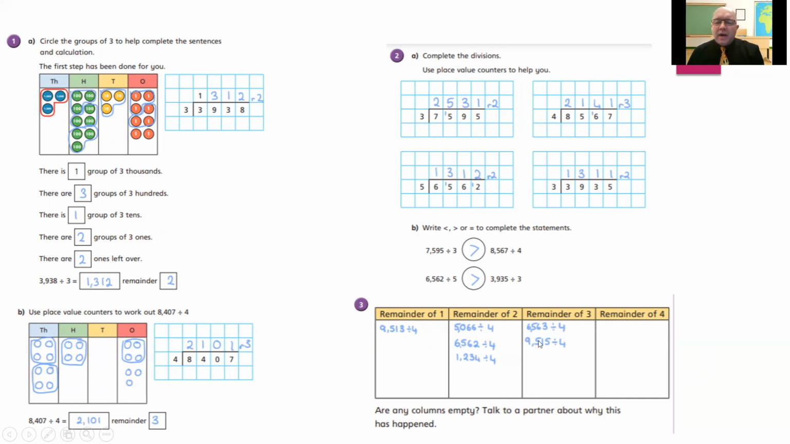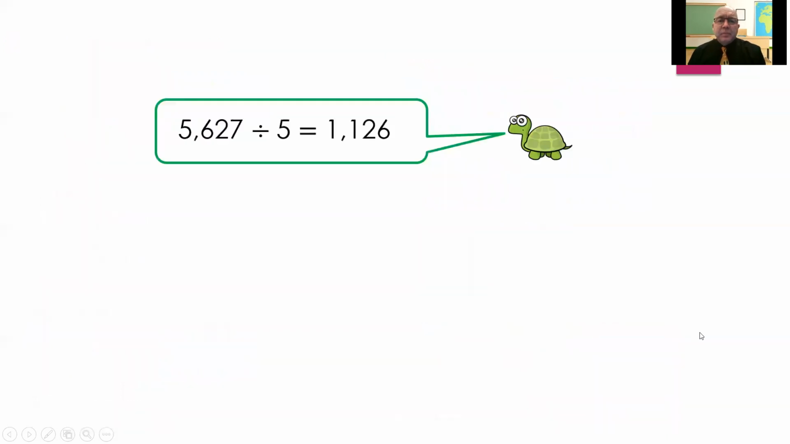And then here we have the remainders. So we've got 3,513 divided by 4 gives you a remainder of 1. These 3 calculations give you a remainder of 2. These 2 give you a remainder of 3. And surprise, surprise, none of them give you a remainder of 4 because we're dividing by 4. So you shouldn't have a remainder of 4. Okay, so that's the reason. Because we're dividing by 4, there shouldn't be any remainders that big.